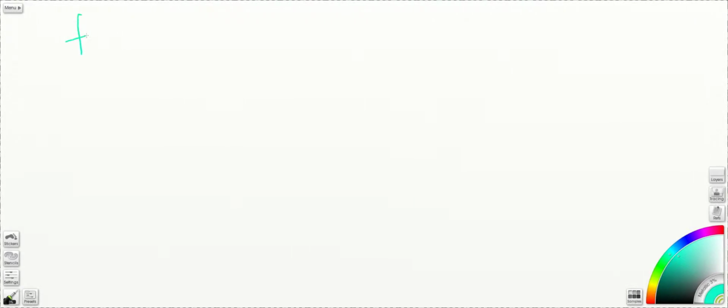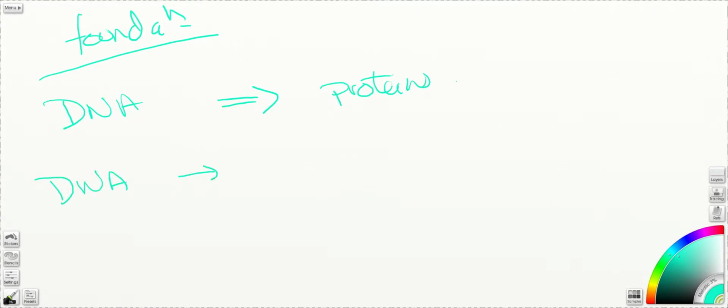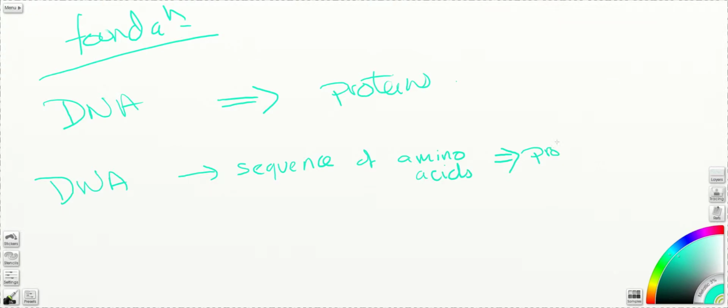So this is foundation. All I want to say is the following. It's about DNA. We all know that DNA codes for proteins, but I just want to make this very clear, guys. DNA ends up causing a sequence of amino acids, and these amino acids join together to form proteins.